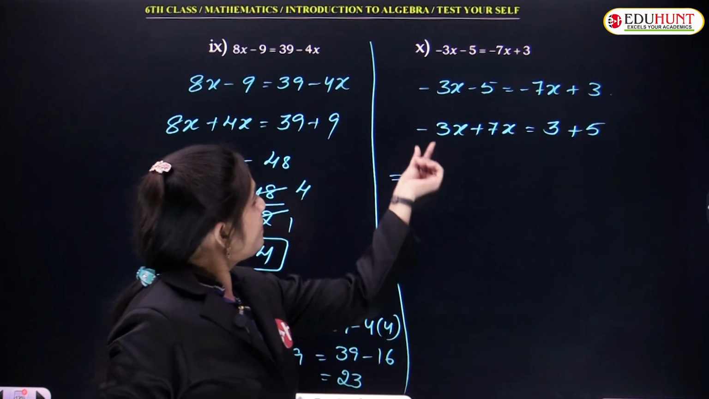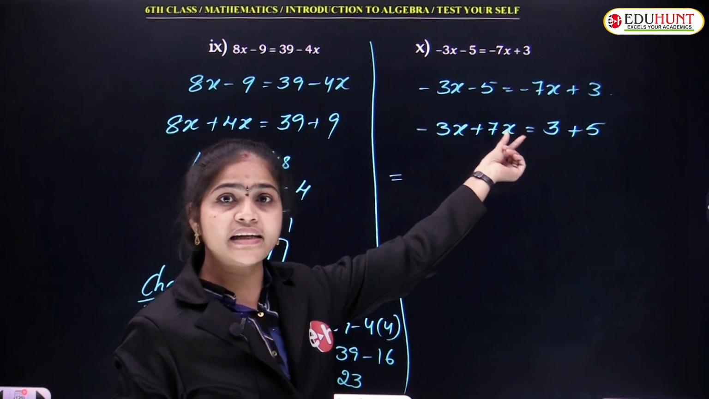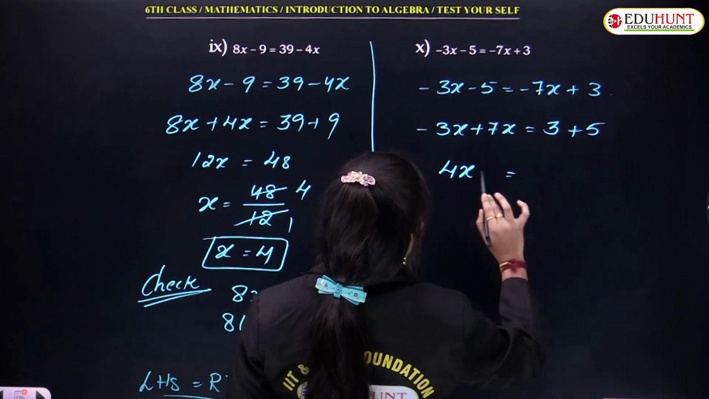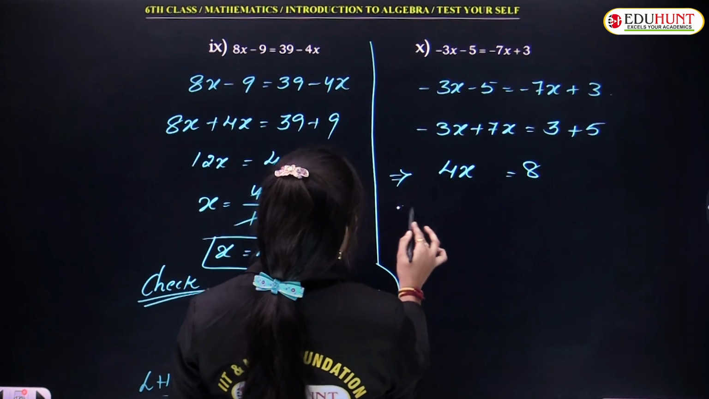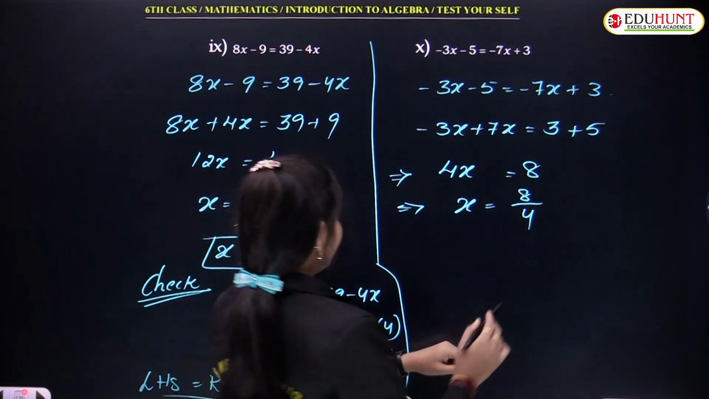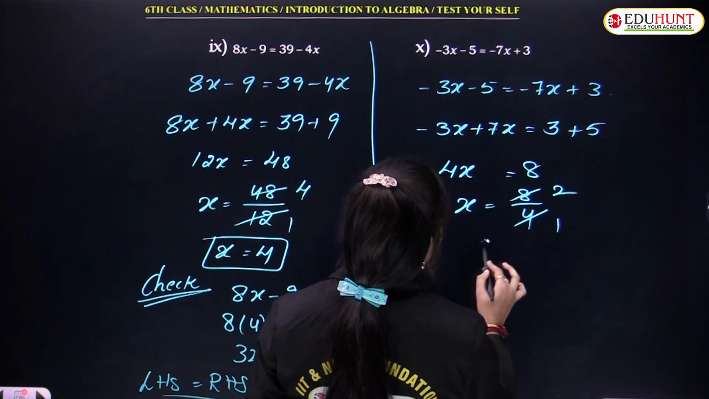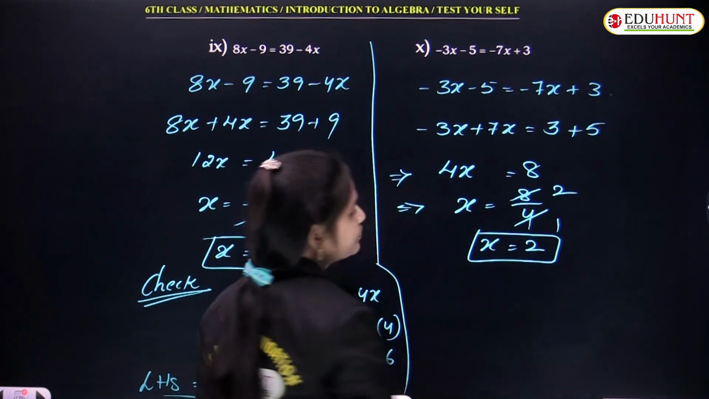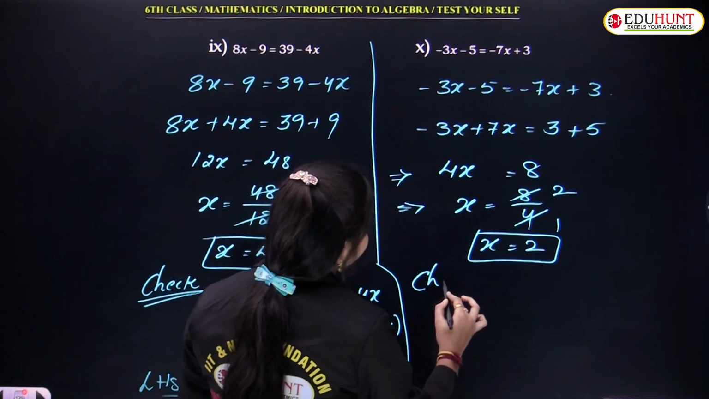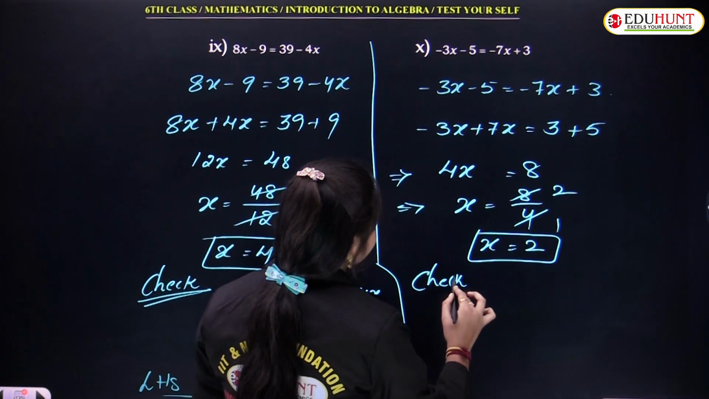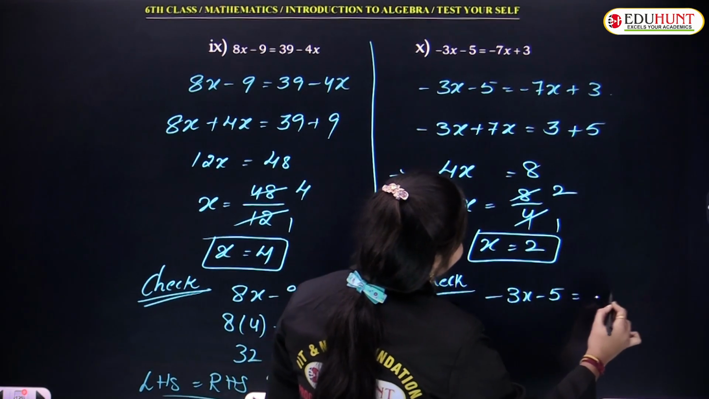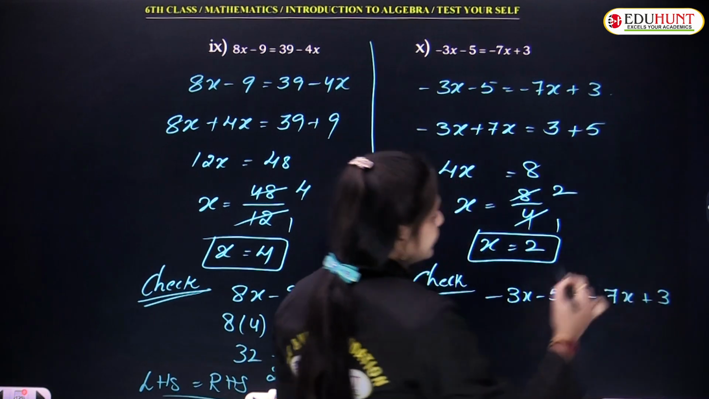Which is equal to minus 3x plus 7x. How much do we get here? 7 minus 3, 4x is equal to 3 plus 5, which is 8. From this, x is equal to 8 by 4. Here 4 ones are 4 and 4 twos are 8, so finally x is equal to 2. Now substitute x is equal to 2 in the given question: minus 3x minus 5 is equal to minus 7x plus 3.